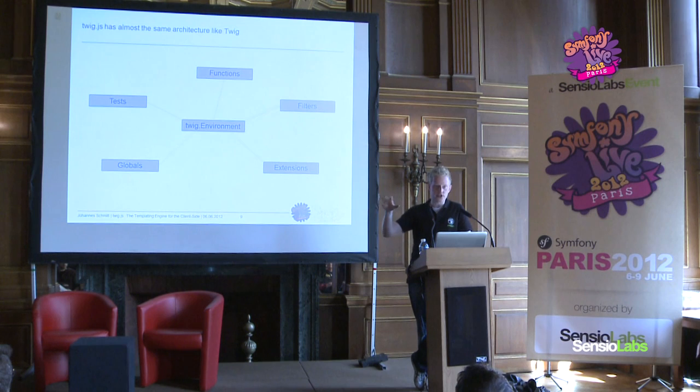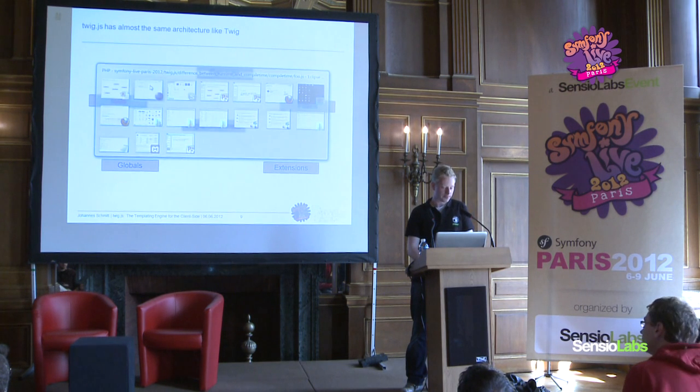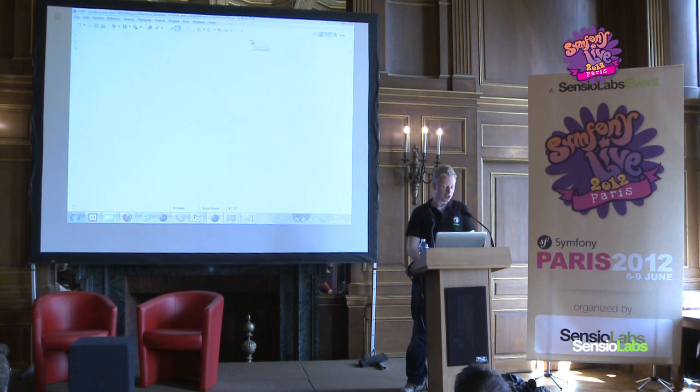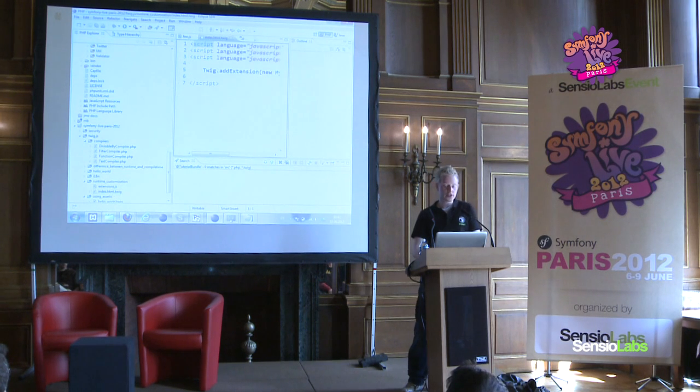So on the JavaScript side, we also have a pretty similar architecture, like the environment, which is holding everything together with the functions and filters and also extensions and globals. And all of that is basically mirrored to how Twig works internally. Just an example here, how you can write your own extension, runtime customization.